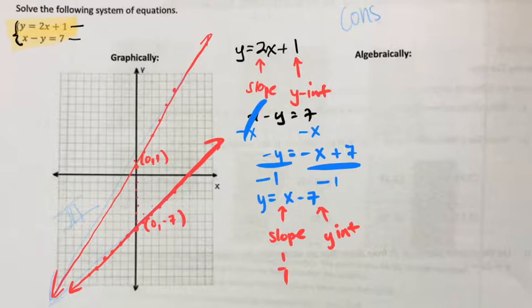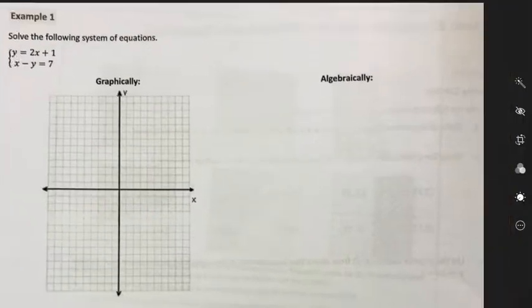My point down here where both lines are going to meet is going to be (-8, -15).